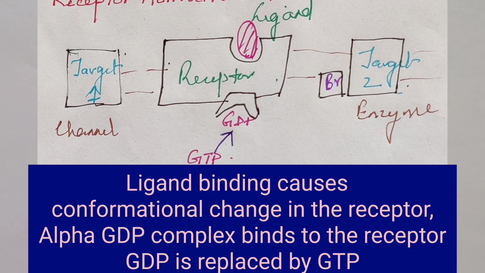So the next state is receptor activation. Here the ligand binds to the receptor and causes a conformation change in the receptor. The conformation change helps the receptor to acquire affinity for the alpha subunit of G protein. The alpha subunit with the GDP attached to it moves towards the receptor and binds to it. Subsequently, the GDP molecule is replaced by GTP and the receptor is activated. This helps in the generation of signal.